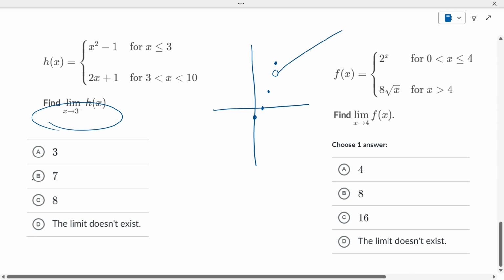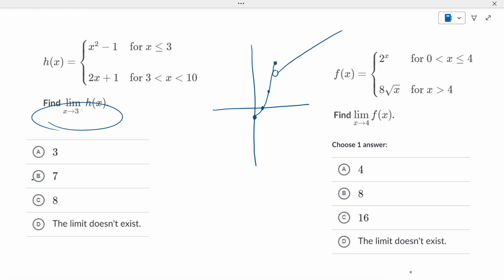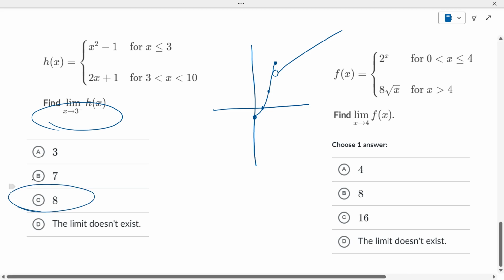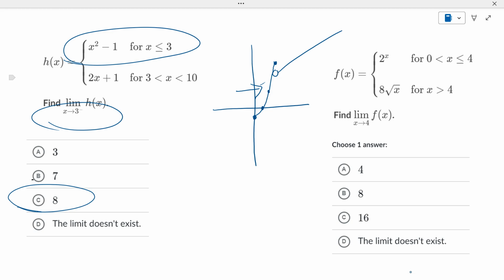And 2x plus 1 would go up like that. So this one's going like this. So where are we? What's the limit as we approach 3 from the left? Well, it would be whatever the top one is, which would be 8, because we're coming from the left. So all you have to do is stick the 3 into that, and you're done. You don't even have to graph it or anything. You just have to understand, well, this is less than or equal to 3, so it's coming from the left. This is between 3 and 10. So if we're going towards 3, this would be coming from the right.